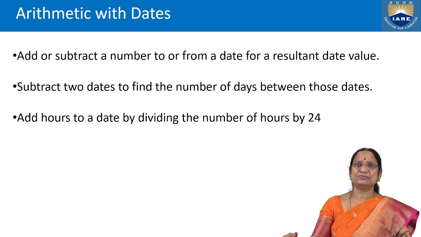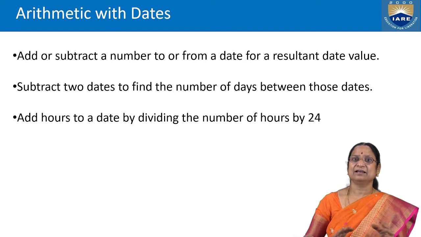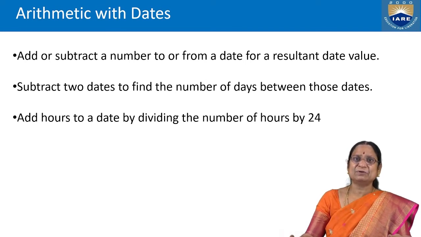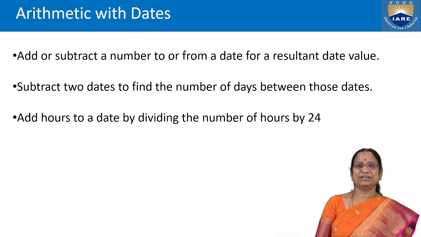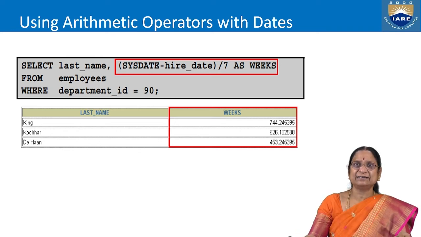We can do some arithmetic operations with dates also. We can add or subtract a number to or from the date for a resultant date value. Please remember, while adding and subtracting, first the date will be converted into days, and from that the addition or subtraction will be carried out, so the result will be in number of days. Subtract 2 dates, D1 minus D2, to find the number of days between those 2 dates. If you want, you can convert into years and months by using different conversion techniques. Add hours to the date by dividing the number of hours by 24. Like that we can do arithmetic processes on our dates and time.